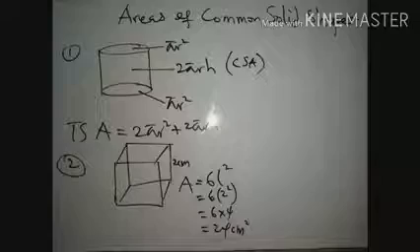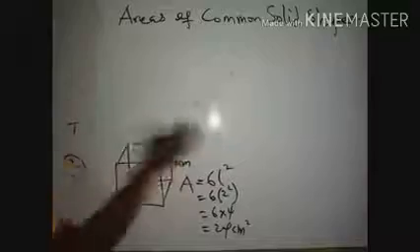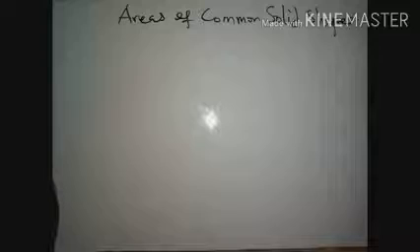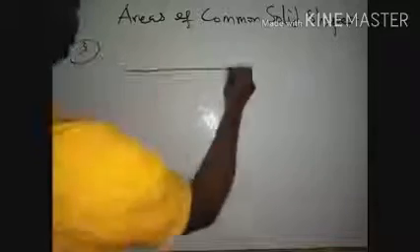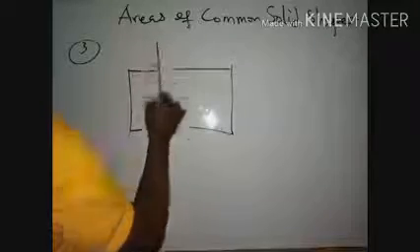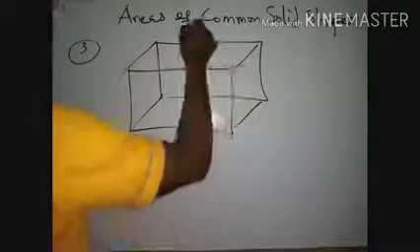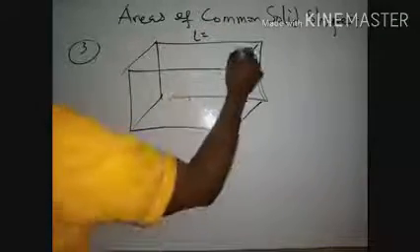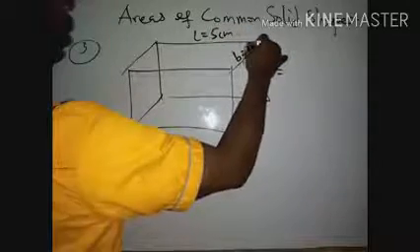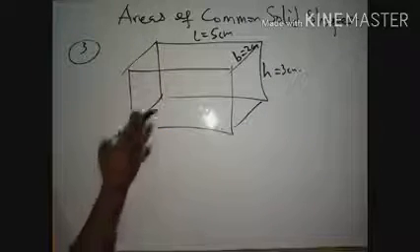And if you are given a cuboid of this format, say I have something like this too. I have a cuboid where the length is given to me, the breadth is given to me, and the height is given to me. Let's say 5 centimeters, 2 centimeters, 3 centimeters. All right. So for me to find the area, you have to be careful too.